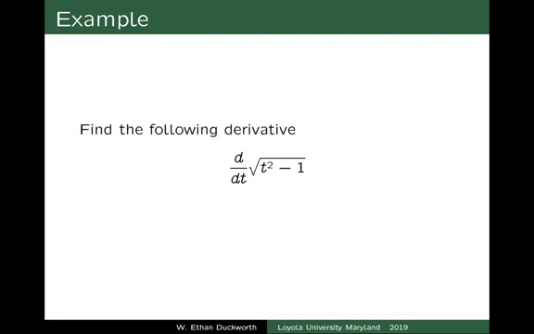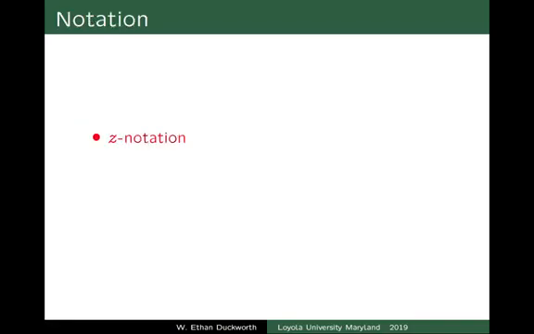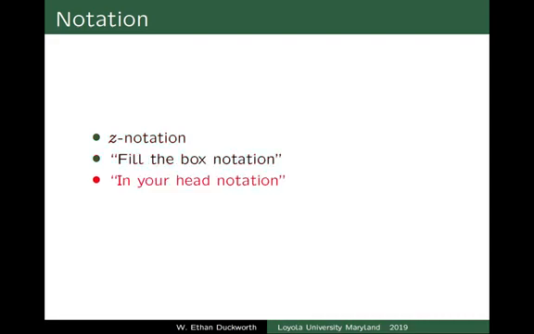In this example, I'm going to do a chain rule, and we'll find the derivative of the square root of t squared minus 1. And I'm going to do it in 3 different ways, using the z notation, and using the fill the box notation, and what I call the in your head notation. And I would not encourage a student to do it all 3 ways.